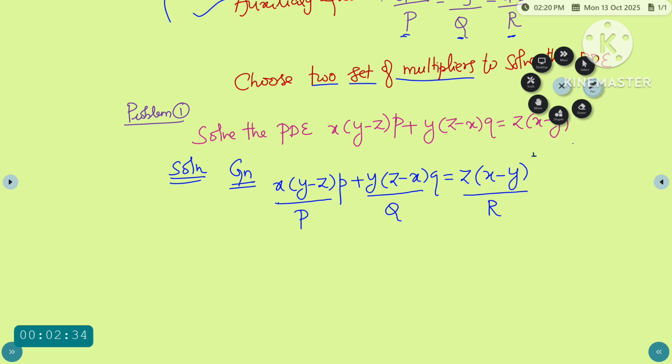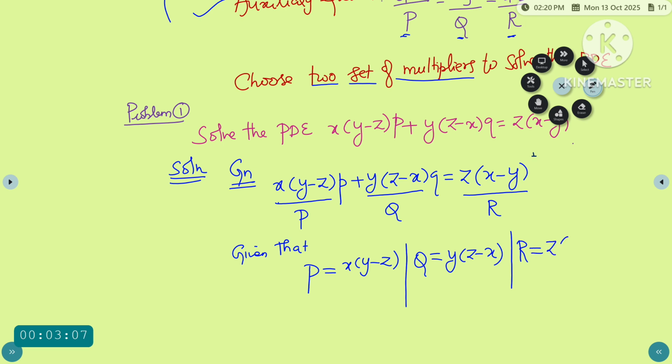Clearly we can directly see that it is in the form Pp plus Qq equal to R, so we can apply Lagrange's multiplier method to find the solution. Capital P equals the coefficient of small p, that is x into (y minus z). Capital Q equals the coefficient of small q, that is y into (z minus x). Capital R equals z into (x minus y). From the given problem, we are able to write the P, Q and R values.